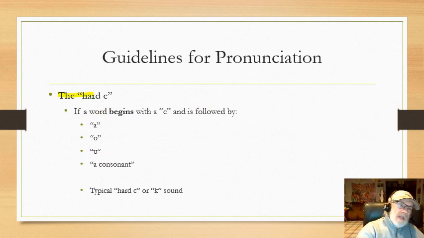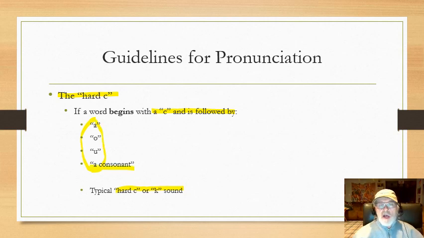The hard C, K sound. It's almost like the K sound we talked about before. If the word begins with a C but is followed by those other vowels, A, O, and U, or a consonant, it's most commonly a hard C, or K sound. Carcinoma. Here's a C followed by an A. Carcinoma just means cancer. Oma means tumor, and carcinoma is a cancerous tumor. Carcinoma, that hard C or K sound.